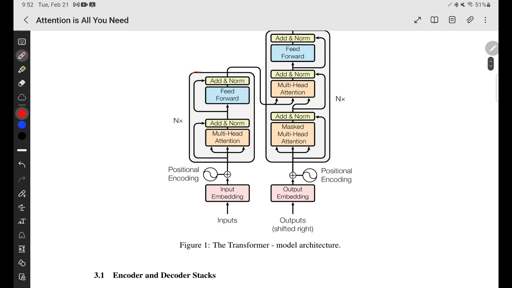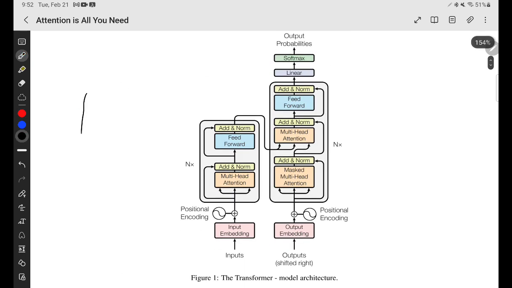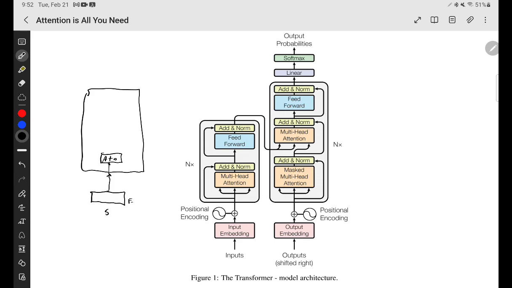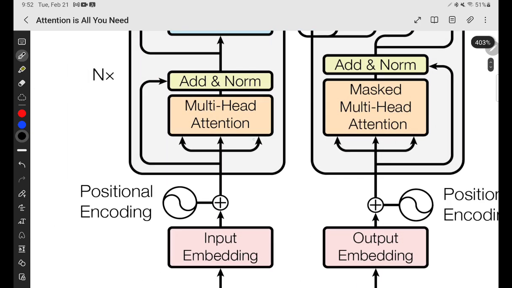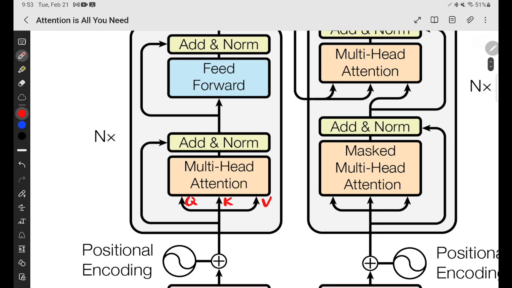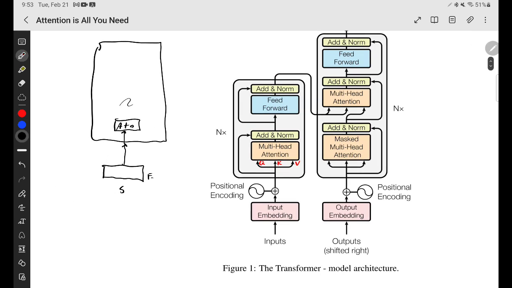So with this gray part right here, I'm going to draw it out to the left. You have this sequence that you input, S by E. You feed it through attention. And notice how they have these three things here. This represents queries, keys, and values. That's why they have the three arrows as opposed to one going into feed forward. So you have attention, and then you add a norm. So I'm just going to normalize.